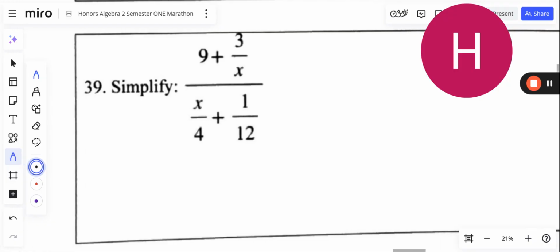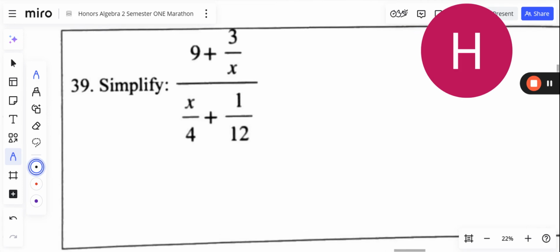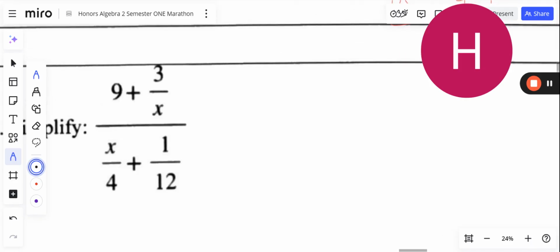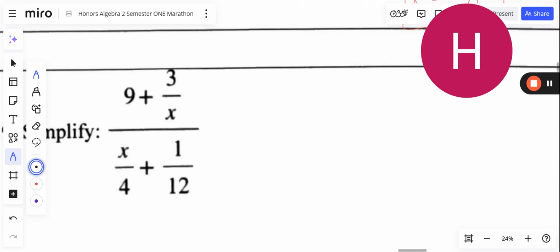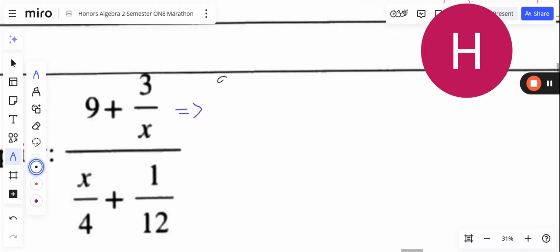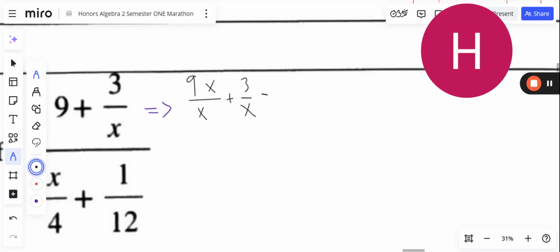Speaking of fractions on fractions on fractions, we got some complex fractions. So let's fix this up a little bit. Let's deal with the top first. Let's make the top compatible so that they can add. We're going to need to multiply this by x over x. So this is going to be 9x plus 3 over x.